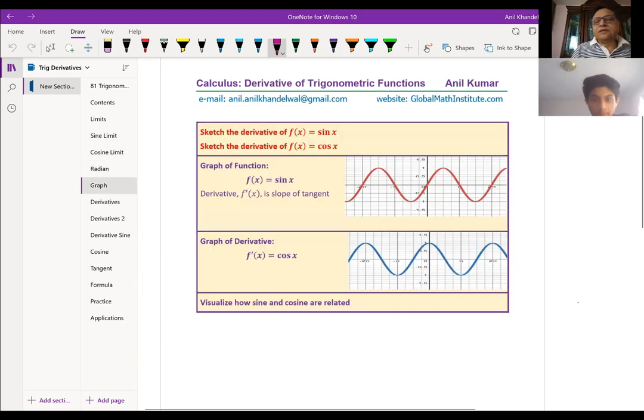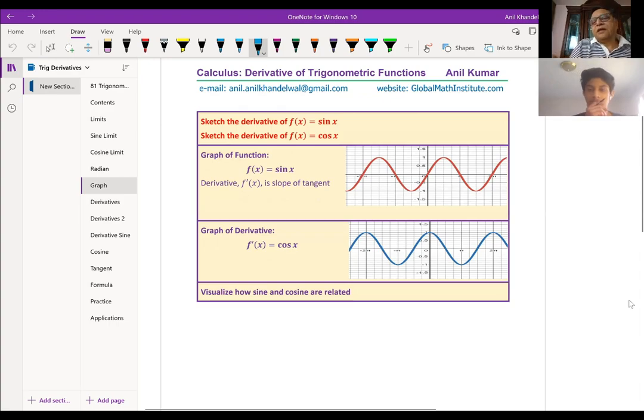Now let's look into the graph of the function. In red, I've shown you the graph of the sine function, right? Let's look into this graph and try to draw a tangent. If I draw a tangent at the turning point, what do I get?